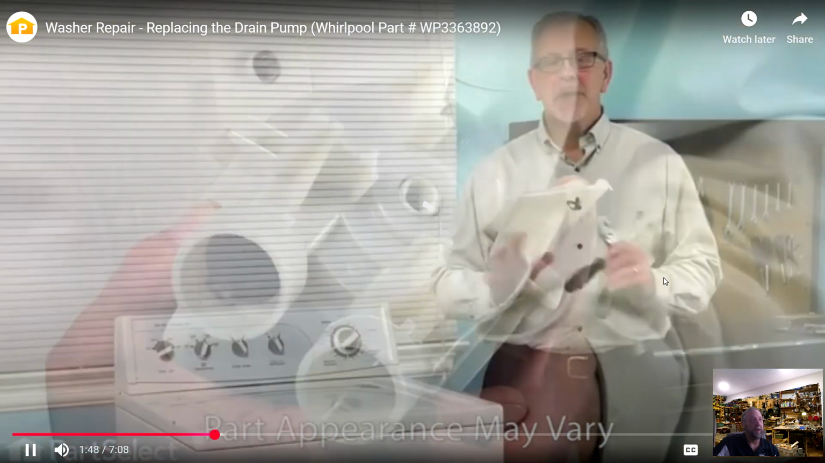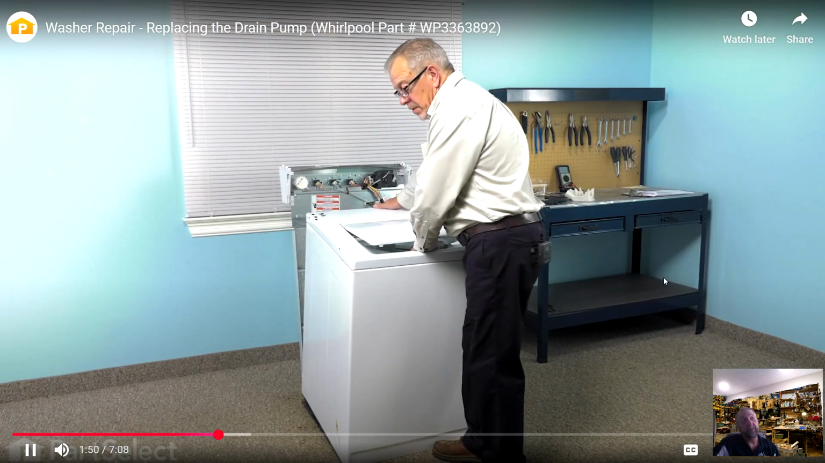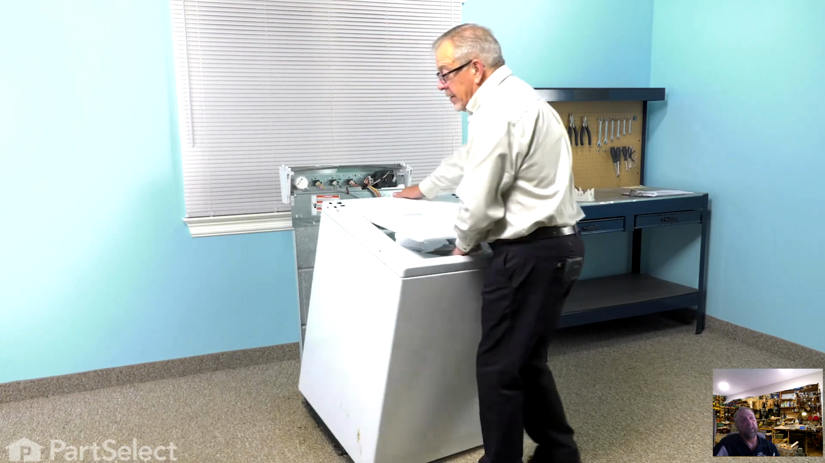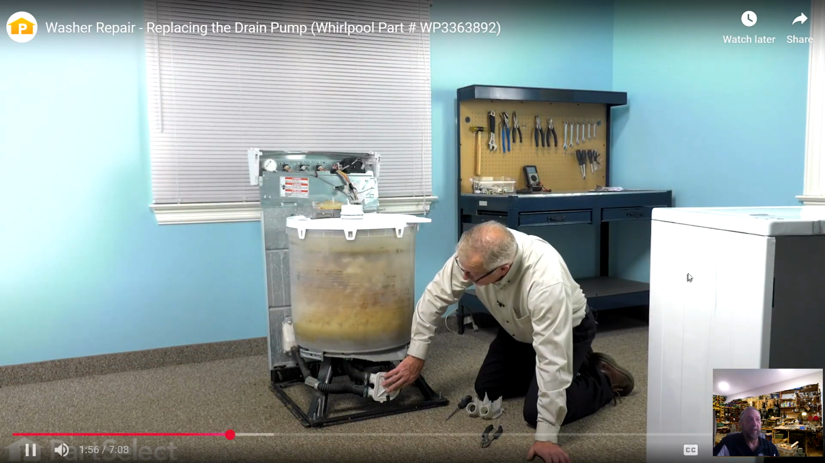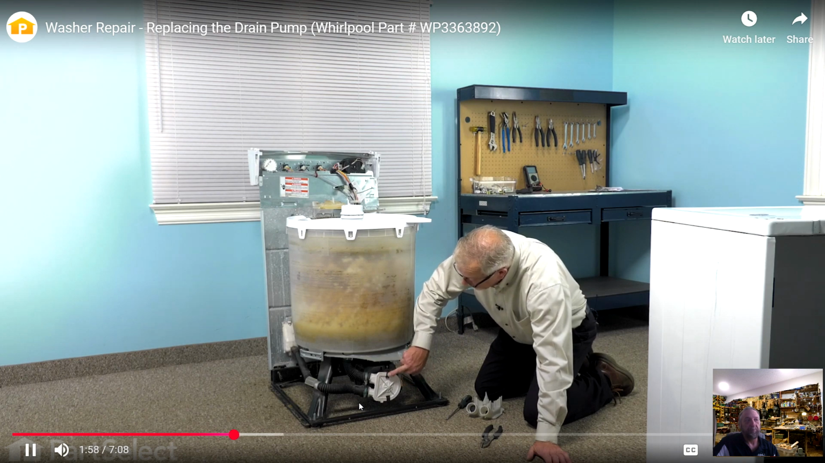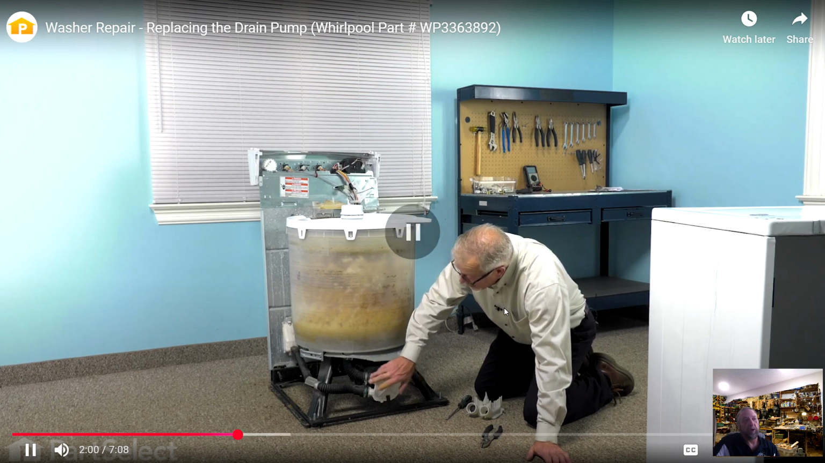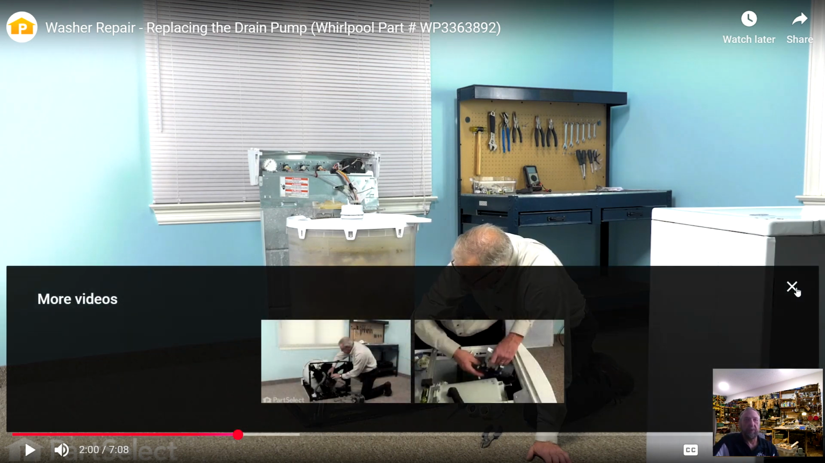So if you look right here, this was the greatest feature. You take the cabinet off and you can work on anything you want without pulling this washer out. The pump is located on the bottom of the motor. That's held in place with two little spring clips. Now watch this. Oh geez, I didn't want that.